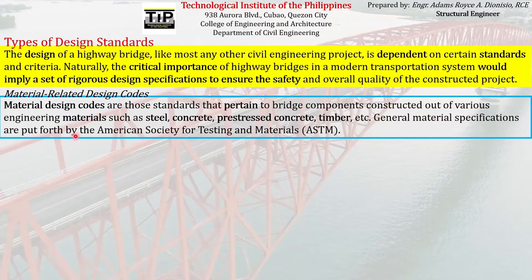General material specifications are put forth by the American Society for Testing and Materials, or ASTM. This is the logo of ASTM. We have different material related design codes for steel, for concrete, for prestressed concrete, for timber. Although we have a general material specification which has all of the specifications intended for steel, concrete, prestressed concrete, timber, and any other materials, and that can be found from ASTM. If you are familiar with ASTM, there is a set of material specifications that pertain to different types of materials, starting from steel, concrete, prestressed concrete, timber, and any other material used in the construction industry.